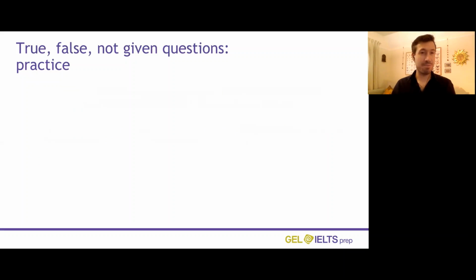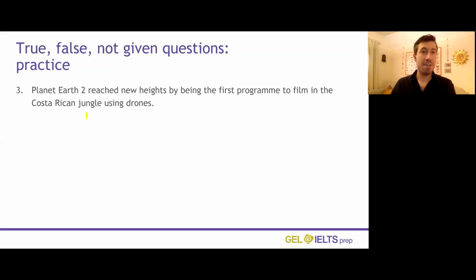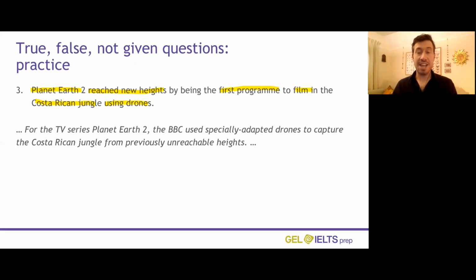Let's look at one more. So here we have Planet Earth 2 reached new heights by being the first program to film in the Costa Rican jungle using drones. So let's highlight the keywords. So we've highlighted our keywords. And now here's the part of the text again. What I'd like you to do is look at question 3 below the video and see if you can say if it's true, false, or not given. And again, I'll give you 10 to 15 seconds.